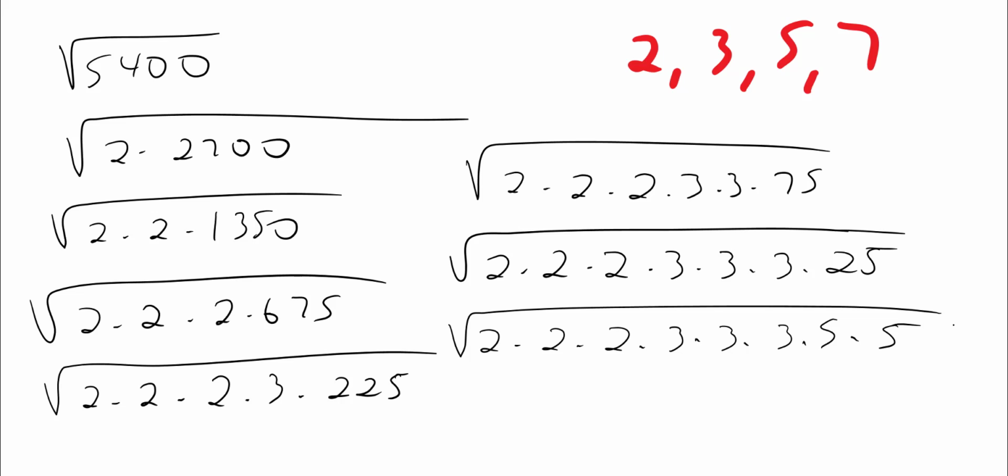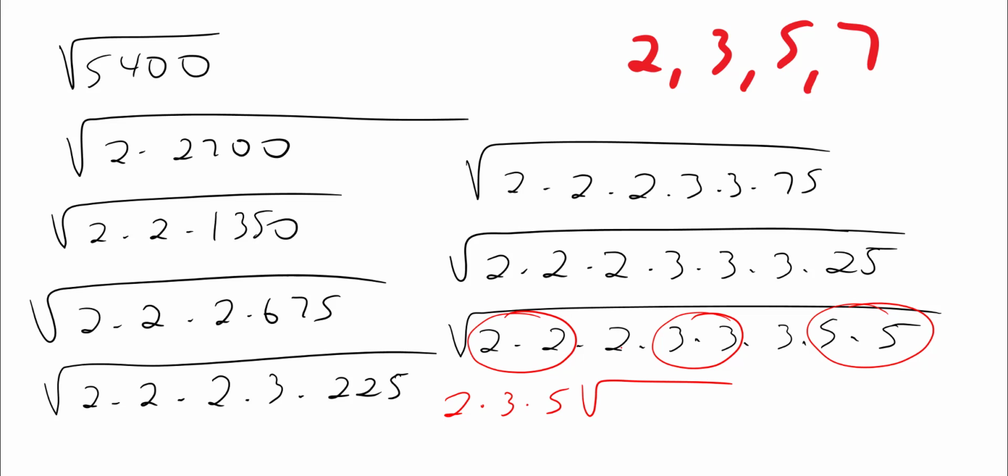We split 5400 up as much as possible. Okay, let's look for pairs. Got a pair of 2s, a pair of 3s, and a pair of 5s. So on the outside, you're going to have 2 times 3 times 5, and what's left over on the inside? 2 times 3, which is 6.